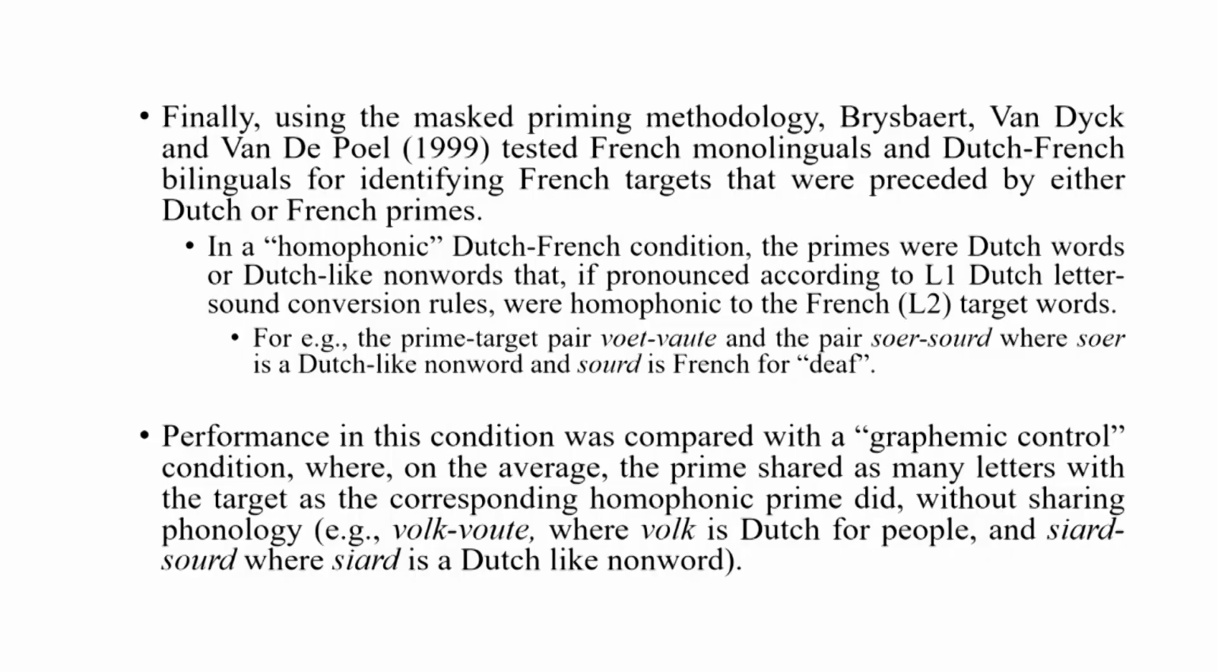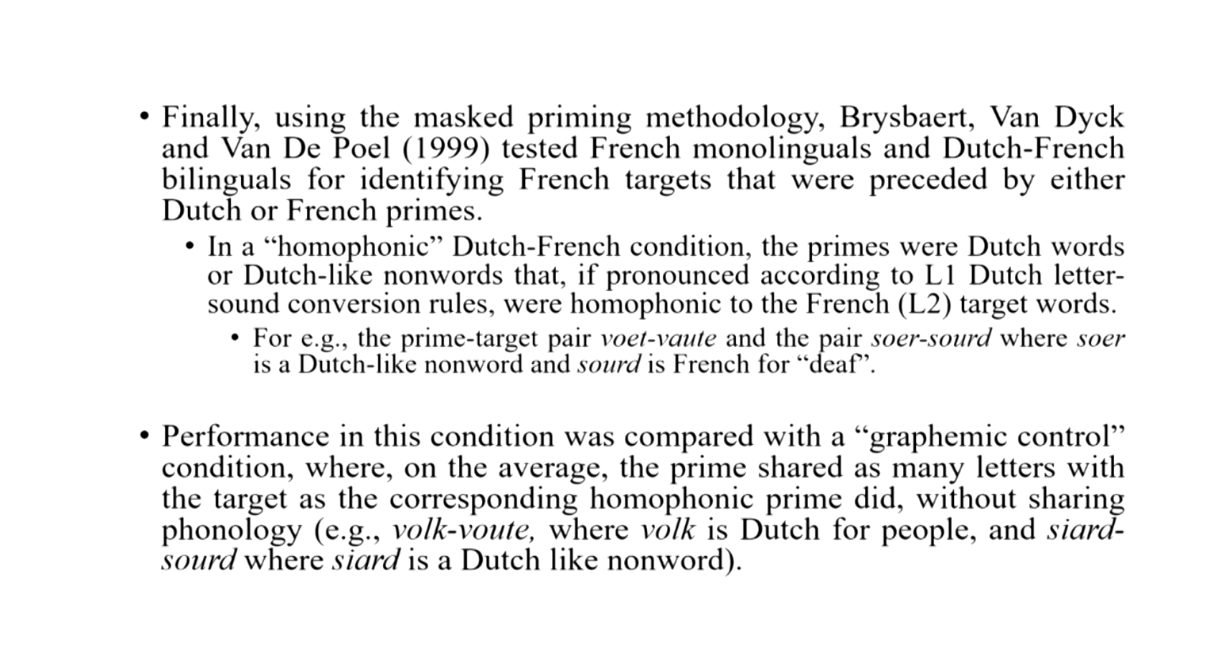Finally, using the masked priming methodology, Brysbaert, Van Dyck and Van de Poel tested French monolinguals and Dutch French bilinguals for identifying French targets that were preceded by either Dutch or French primes. In a homophonic Dutch French condition, these primes were Dutch words or Dutch like non-words, words that were not Dutch words but sounded like Dutch.